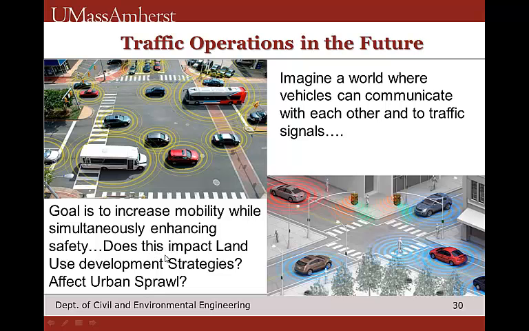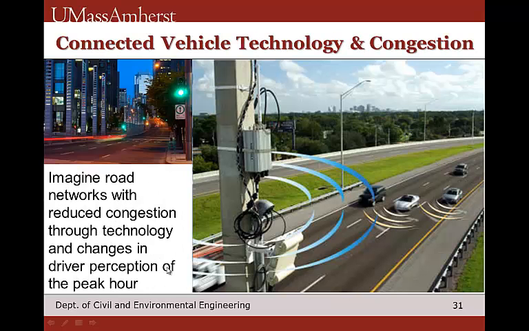The question is, does this impact land use development strategies, and does it affect urban sprawl? Now, I'm not going to go into too much detail on these. This is a whole different topic in itself, but you can imagine how these traffic operations issues affect land use development strategies and urban sprawl. So here's connected vehicle technology and congestion, right?